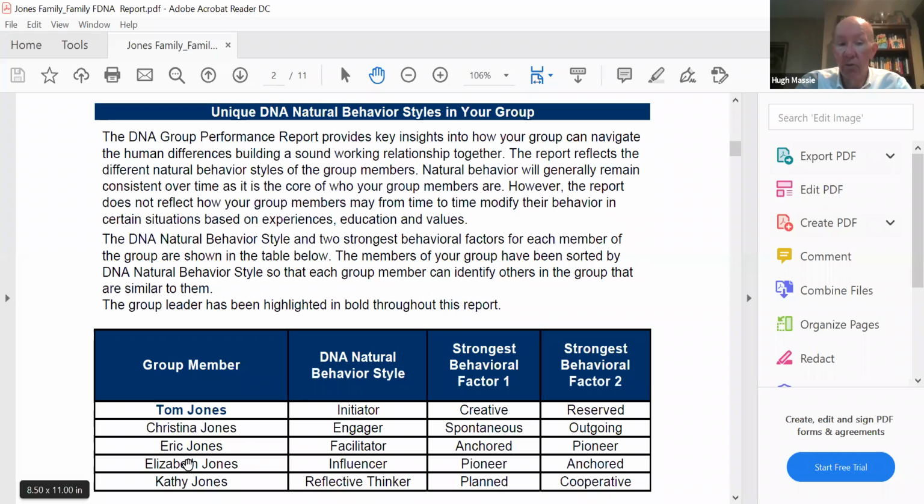And then there's the three children. Elizabeth being the oldest child, Eric the second child, and Christina the younger child. And then here are their strongest behavioural factors. So we don't just want to know what their unique style is, the 1 of 10 unique styles. We also want to know their strongest behavioural factors, because that will provide more insights to their decision-making styles, what motivates them, is driving them, what their perspectives on the world are.